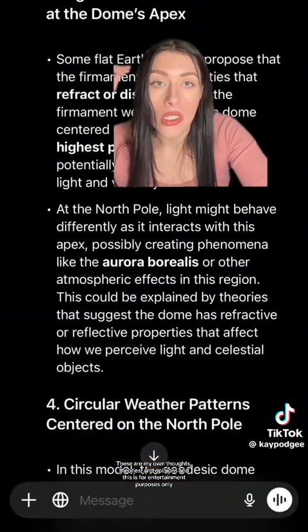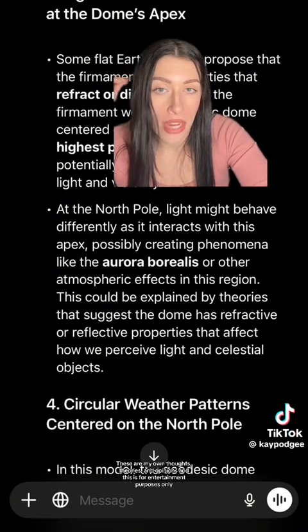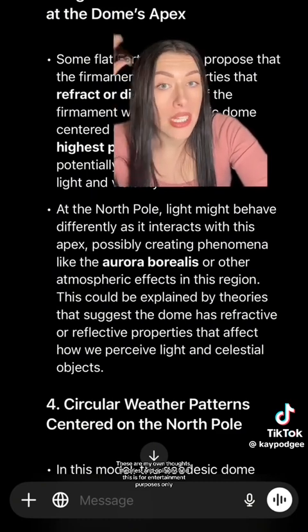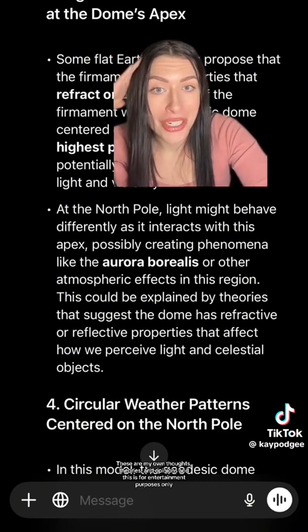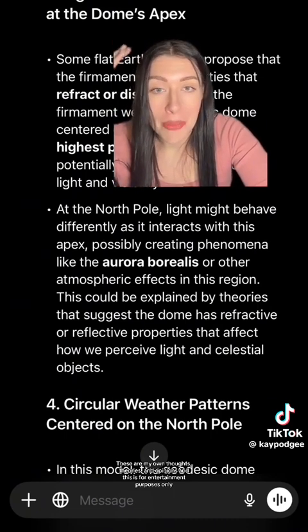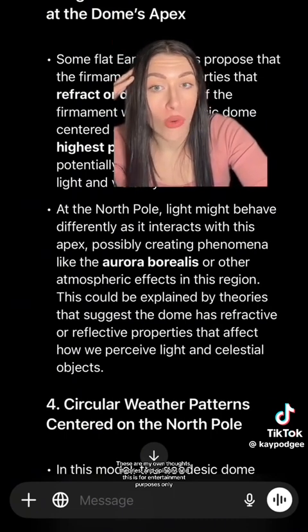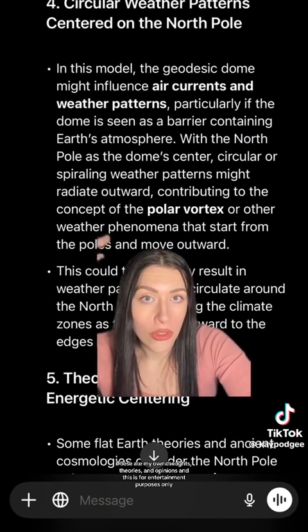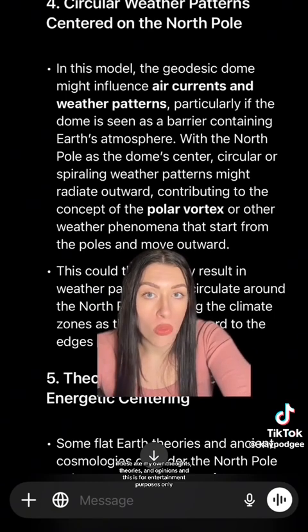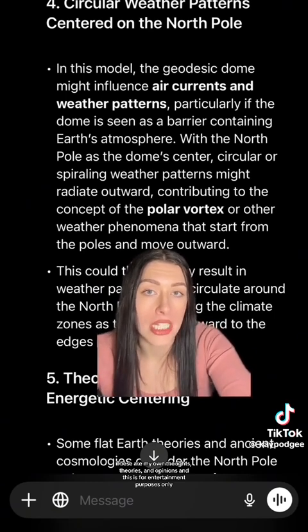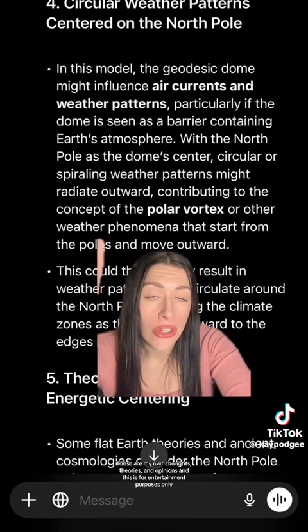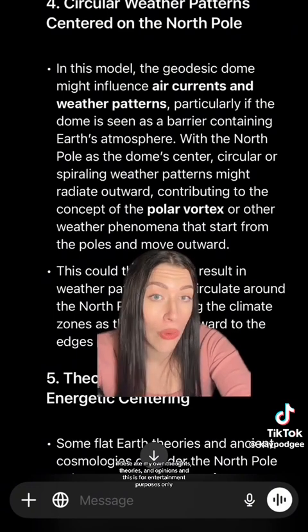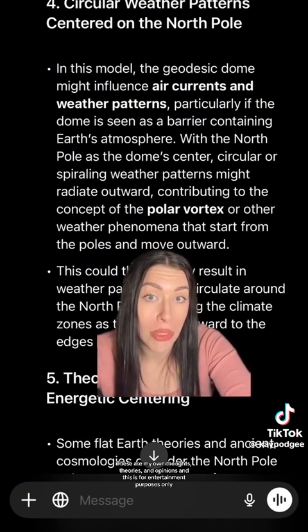At the North Pole, light might behave differently as it interacts with this apex, possibly creating phenomena like the aurora borealis or other atmospheric effects in this region. This could be explained by theories that suggest the dome has refractive or reflective properties that affect how we perceive light and celestial objects. In this model, the geodesic dome might influence air currents and weather patterns, particularly if the dome is seen as a barrier containing Earth's atmosphere. With the North Pole as the dome's center, circular or spiraling weather patterns might radiate outward, contributing to the concept of the polar vortex or other weather phenomena that start from the poles and move outward.